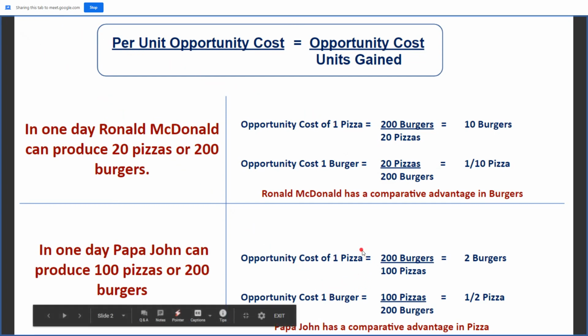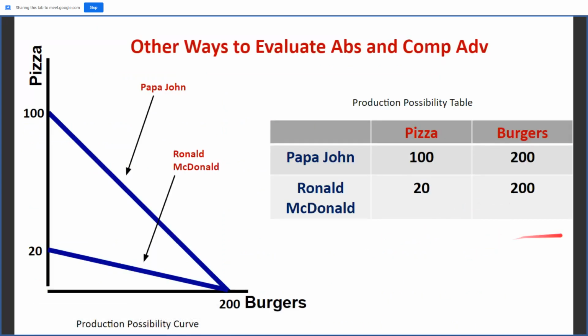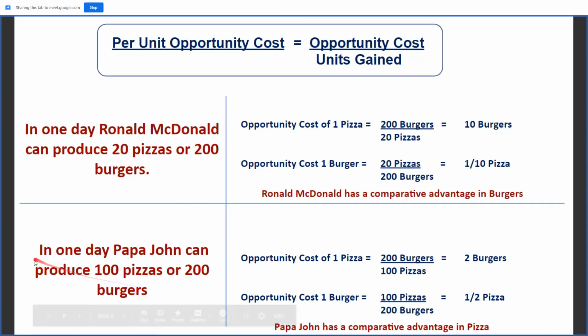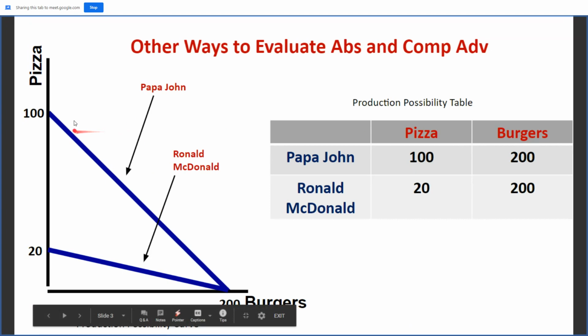So how else might this information be presented to us? We could get it in a production possibility curve. In this case, what I'm looking at over here is the same exact thing. Instead of using the words 20 pizzas or 200 burgers and 100 pizzas and 200 burgers, I just put two PPC curves onto one chart. So Papa John's, we got 100 and 200, and Ronald McDonald, we got 20 and 200. So that's our PPC curve.